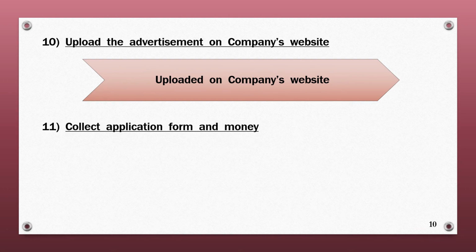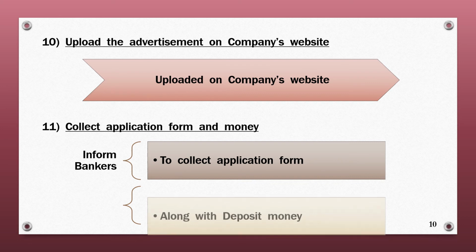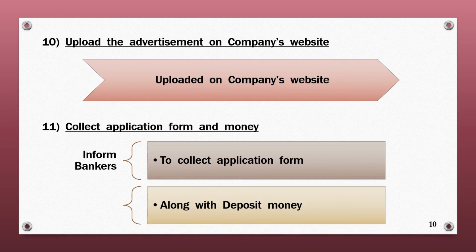The next 11th step is related to collection of application form and money. Once the advertisement reaches the public, all those investors who are interested to deposit their money with the company will start submitting application forms along with the deposit money. For this purpose, the company then informs its official bankers to collect application form from the applicants along with the deposit money.